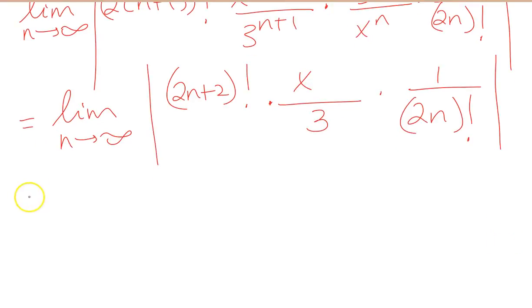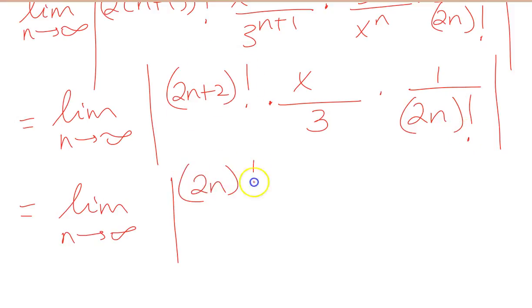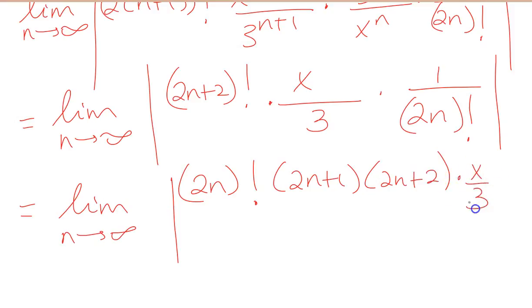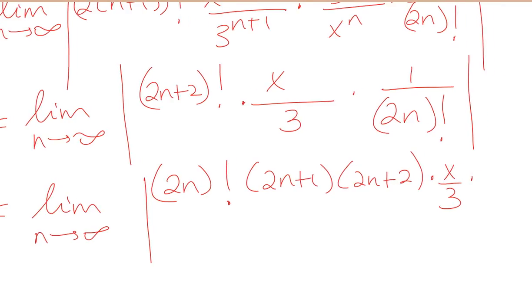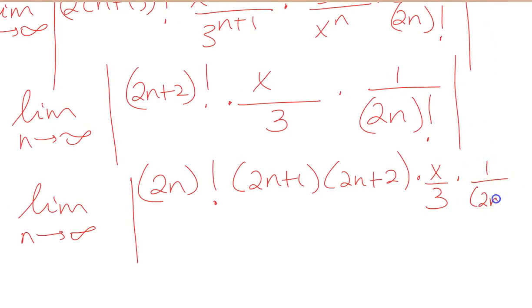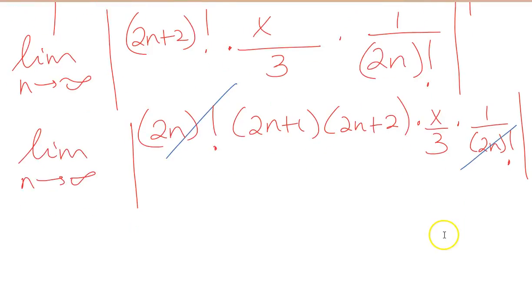Now, we have to evaluate this limit, right? Remember the trick I've been telling you? When you have 2 factorials, rewrite the larger one using the smaller one. The smaller of these 2 factorials is 2n factorial, so rewrite that. Definitely use 2n factorial, and after that you need 2n plus 1 times 2n plus 2. Alright? And then copy down the rest. x over 3 times what? 1 over parentheses 2n factorial. Now cancel the 2n factorial with that 2n factorial.